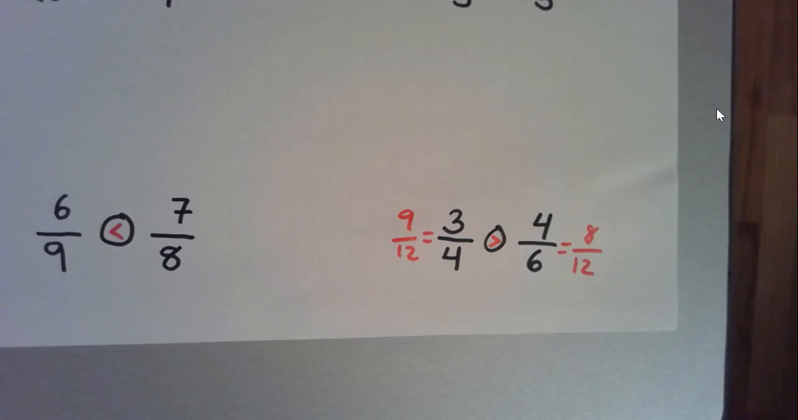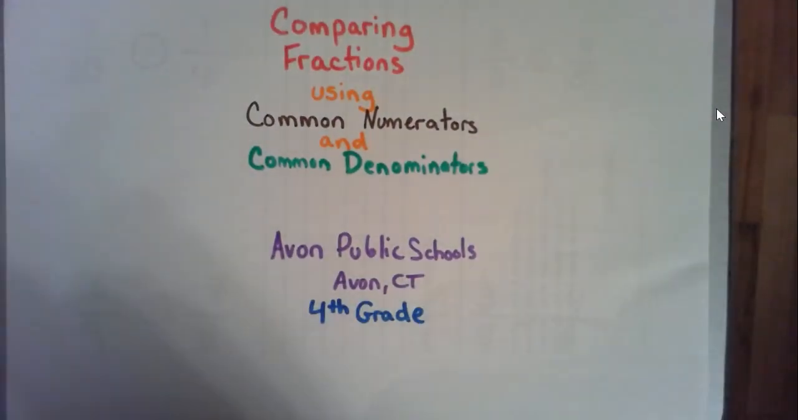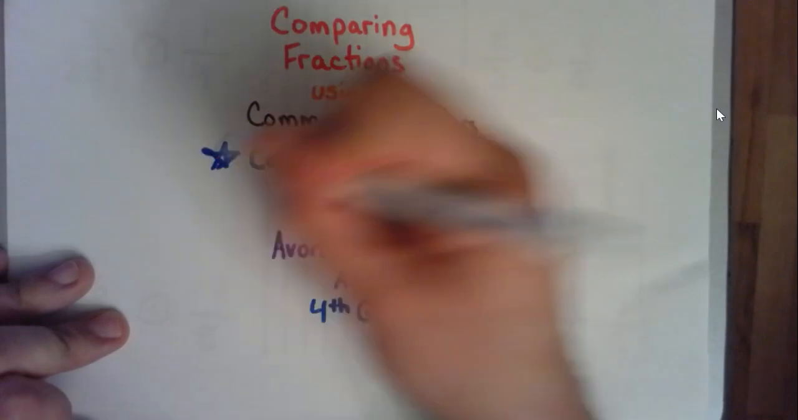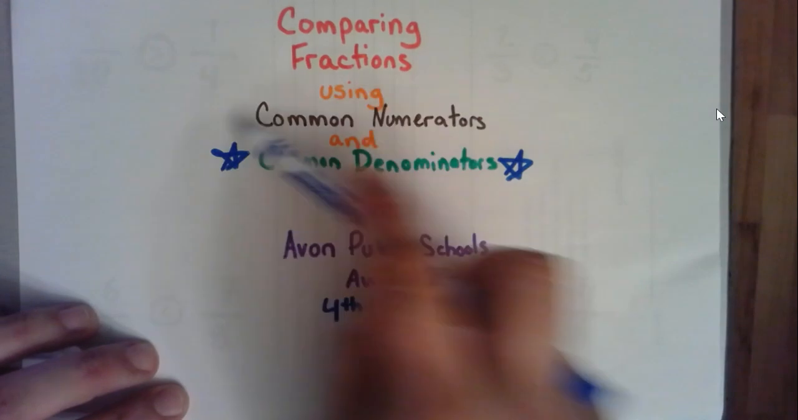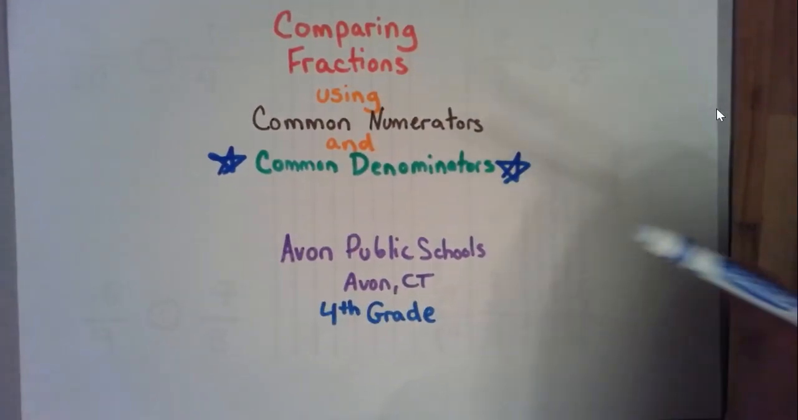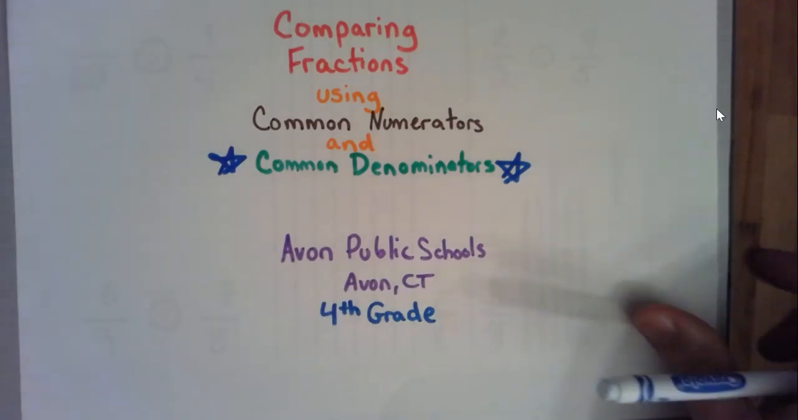In this video, we've been working on comparing fractions using common numerators and common denominators. And just to wrap it up, most of the time, we're going to be using common denominators. That's the most common, no pun intended, the most common way to compare two fractions. But it's good to have an understanding of how to work with common numerators for those situations where it really is just easier to work with common numerators.